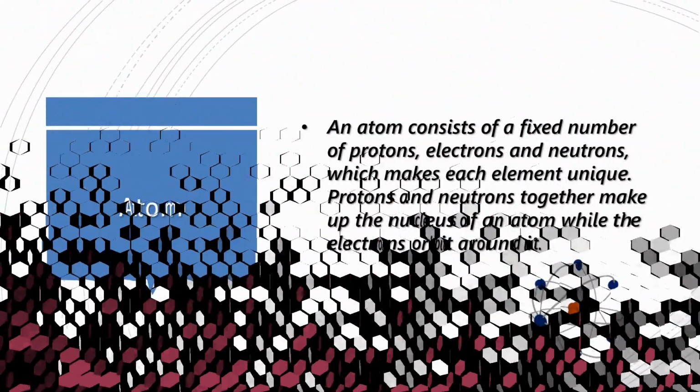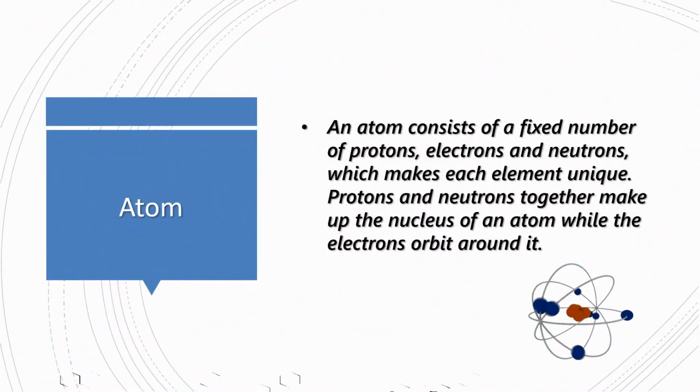Atom. An atom consists of a fixed number of protons, electrons, and neutrons, which makes each element unique. Protons and neutrons together make up the nucleus of an atom, while the electrons orbit around it.